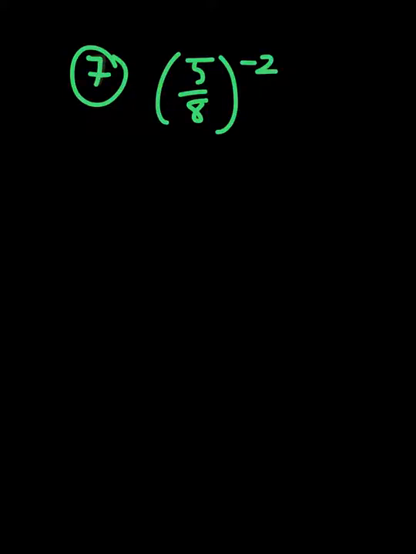Okay, so for this problem, we want to basically make sure we are "Oprah." We need to give the power of -2 to the 5 and to the 8. That gives us 5 to the -2 over 8 to the -2.